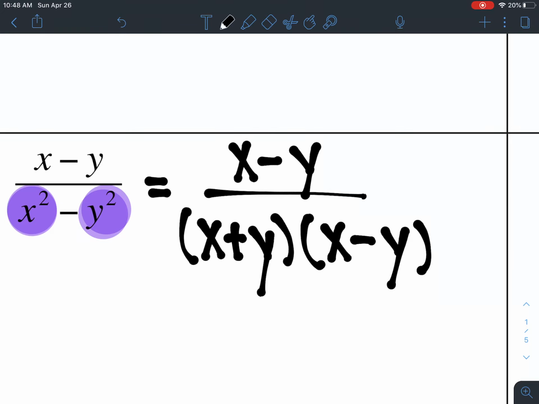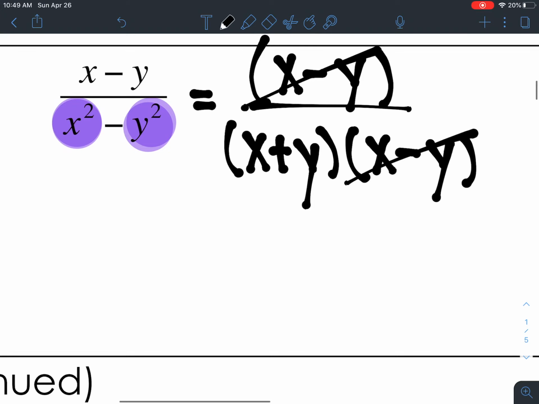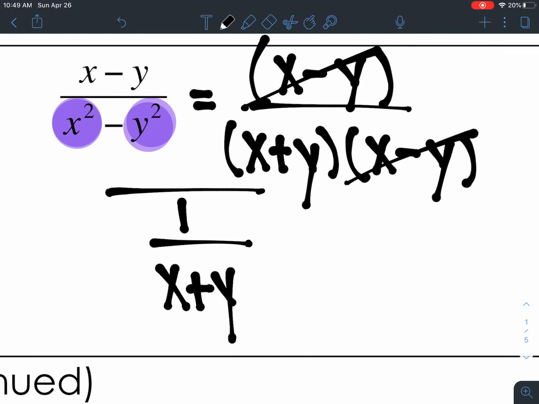So remember we have to look at these as a whole. This is a whole, and these two on the bottom are wholes, which means that you can only cross them out if they're exactly the same. So if you look, you have x minus y and x minus y, and those are going to cancel out. But because we canceled out what's on top, we still have to have a placeholder there. So the final answer here is 1 over x plus y. And that's your final answer.